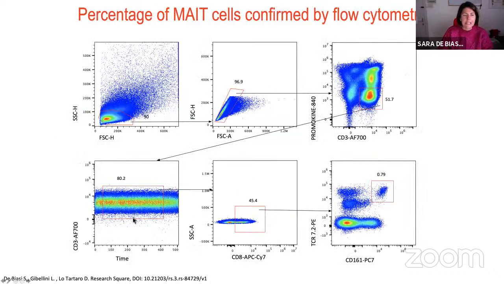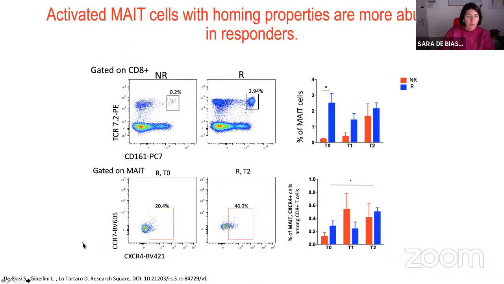We wanted to confirm this data by using flow cytometry, so we ran an 18 parameters flow cytometry panel. We were able to identify MAIT cells on the basis of the expression of CD8 and the expression of TCR V alpha 7.2, which is the characteristic TCR of these cells, together with higher level of expression of CD161. And what we find out here is that we found higher level of MAIT cells in responder if compared to not responder patient. And the other data we confirm is that during therapies in responder patient, there was an increase of level of expression of CXCR4.